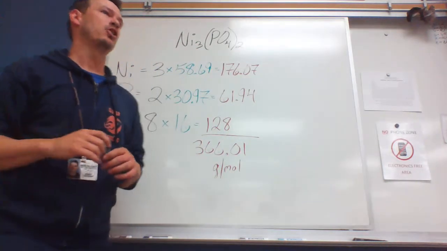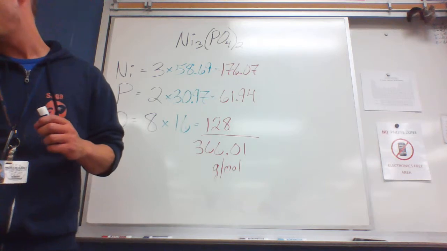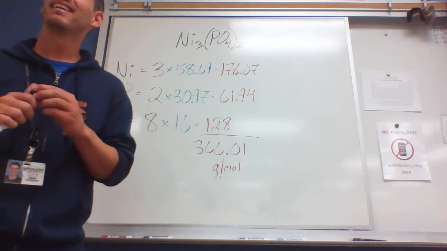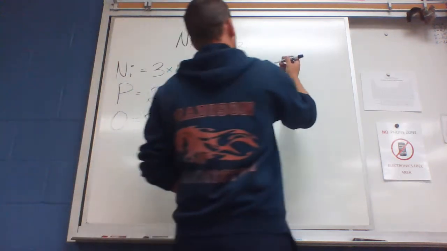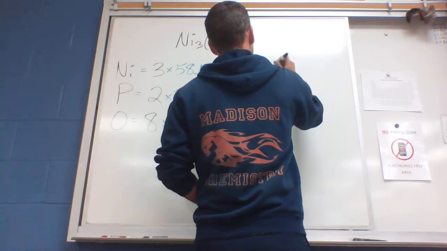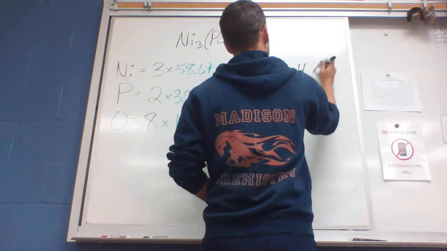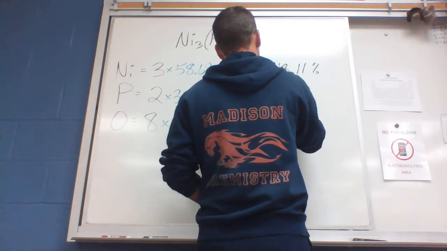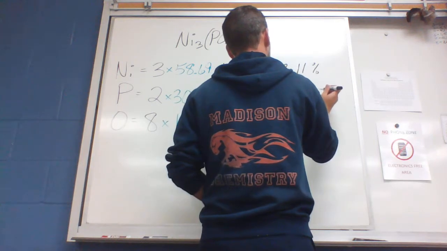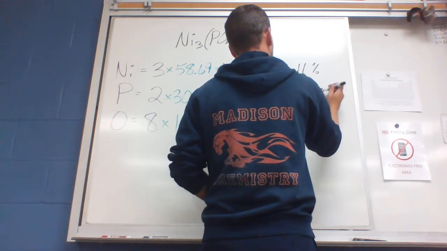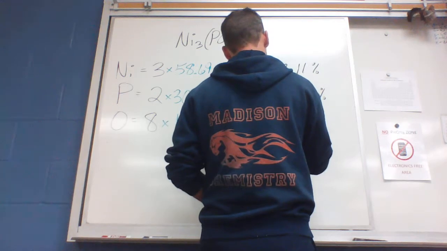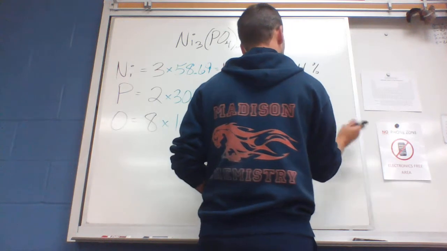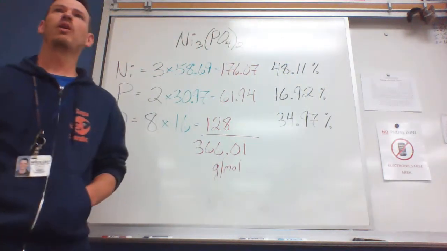So let's have somebody just read me all three of their percentages. Let's head on over to cluster 3, seat 6. Yeah, so nickel's percentage, I got 48.11. Make sure you have the percent sign on there for your units. Phosphorus, I got 16.92. Oxygen, 34.97. Do we agree with these values?